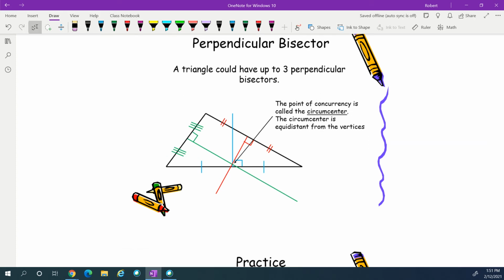Since there are three sides in a triangle, we could have three perpendicular bisectors. The point where they all come together, the point of concurrency, where they intersect, is called the circumcenter. The circumcenter, that point where they all intersect, is equidistant to the three vertices.